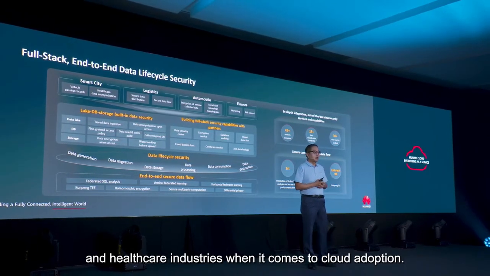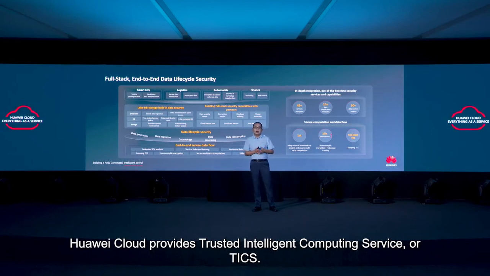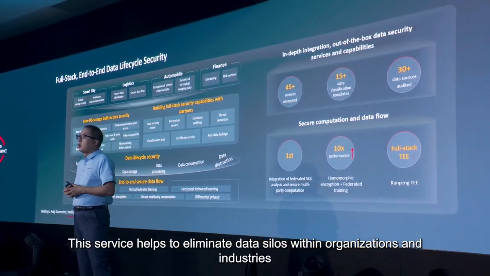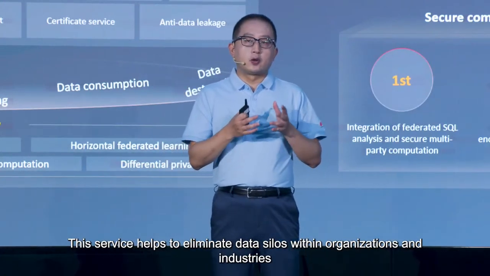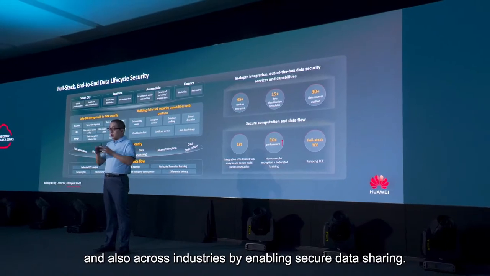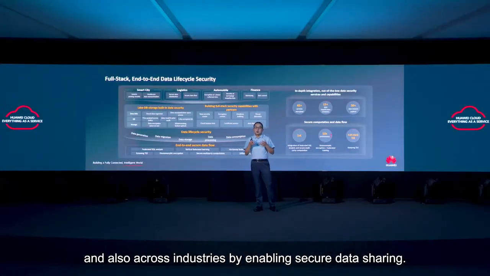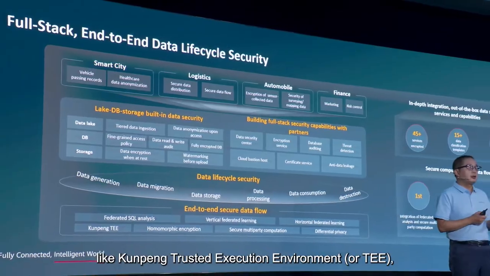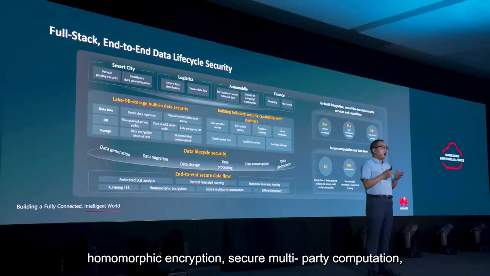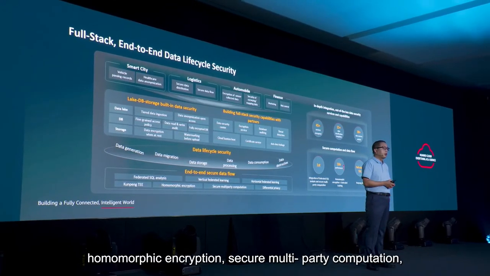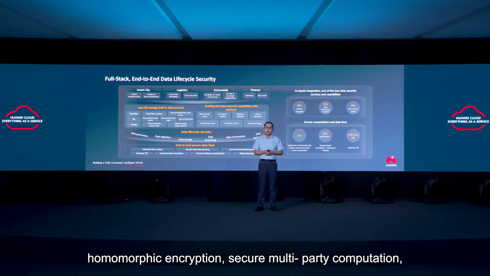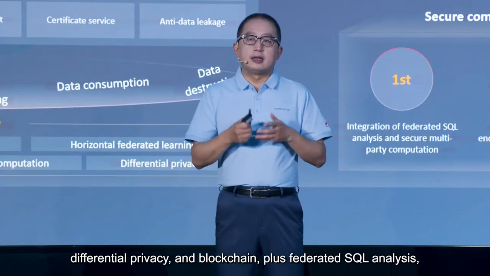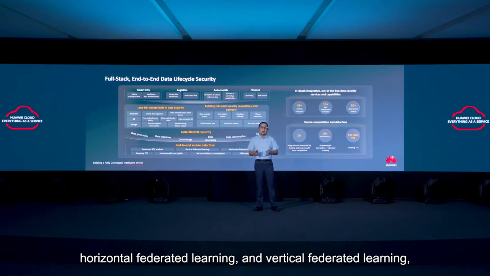When it comes to cloud adoption, Huawei Cloud provides Trusted Intelligent Computing Service, or TICS. This service helps to eliminate data silos within organizations and industries, and also across industries, by enabling secure data sharing using a series of security technologies like Kunpeng Trusted Execution Environment, that's TEE, homomorphic encryption, secure multi-party computation, differential privacy, and blockchain, plus federated SQL analysis, horizontal federated learning, and vertical federated learning.